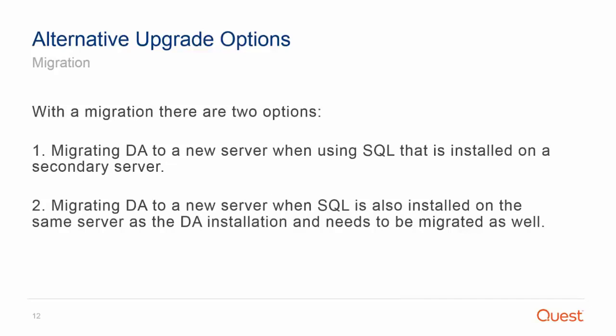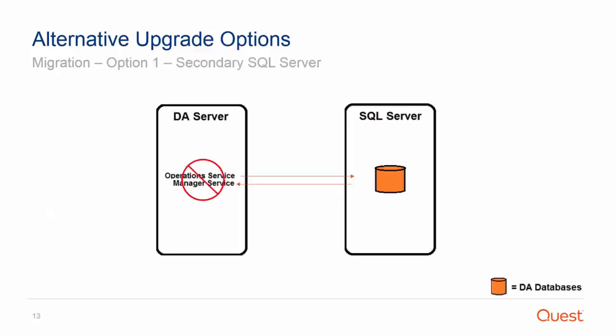With a migration, there are two options, each with different steps. The first option is to migrate DA to a new server when SQL is installed on a secondary server. The second option is to migrate DA to a new server when SQL is installed on the same server as the DA installation and needs to be migrated as well.